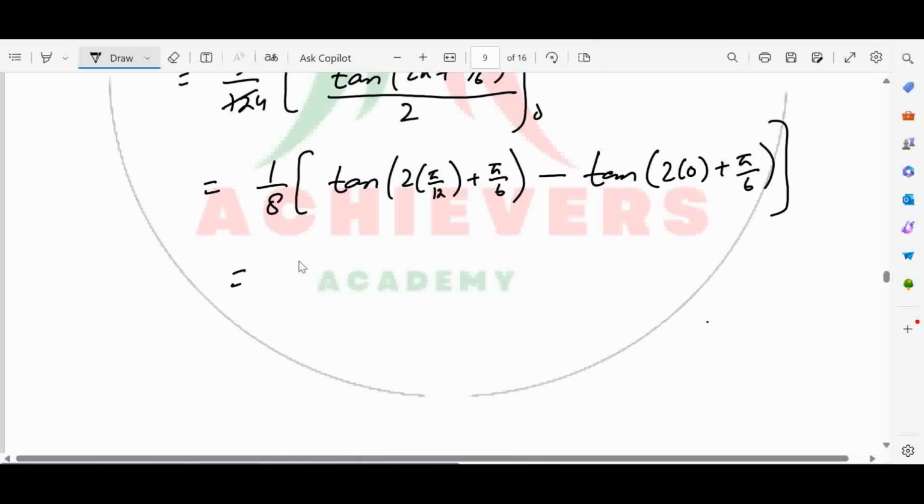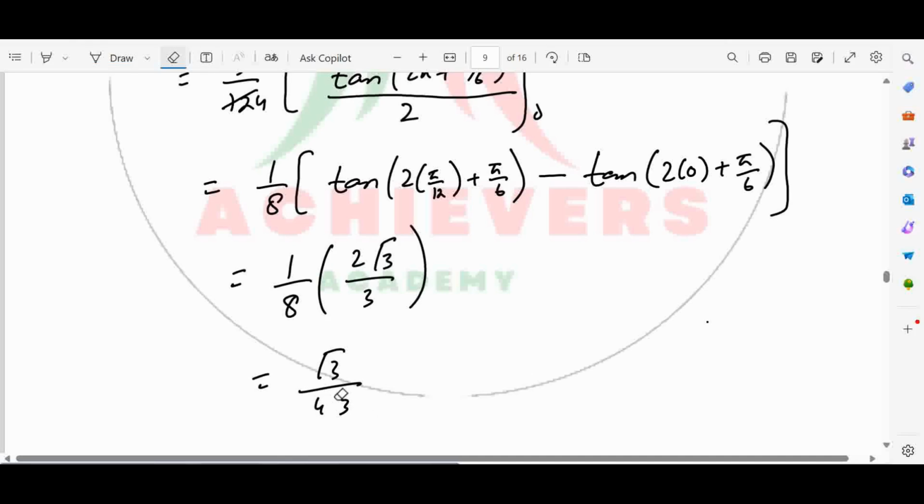Let me write it over here: 8 into 2 square root of 3 by 3. Now if you simplify it further, this will be square root of 3 by 4 into 3. Not square root here, 4 into 3, because we can cancel out this one. Two ones are 2, 2 fours. So this will be equal to square root of 3 by 12, which will be the final answer.